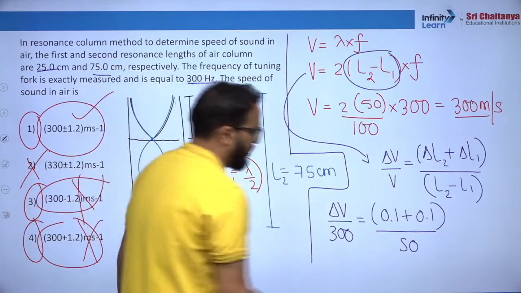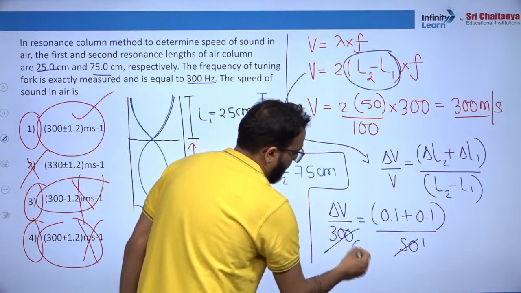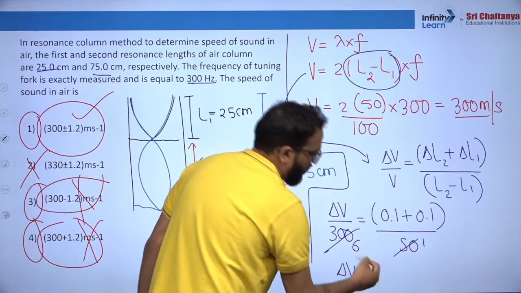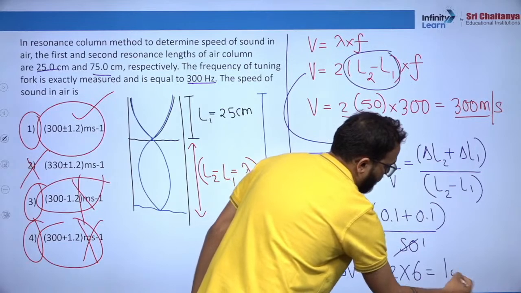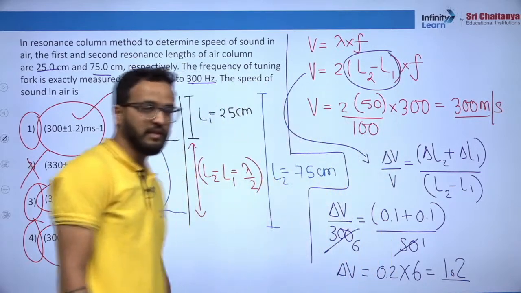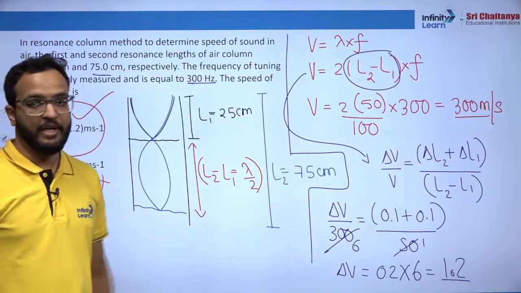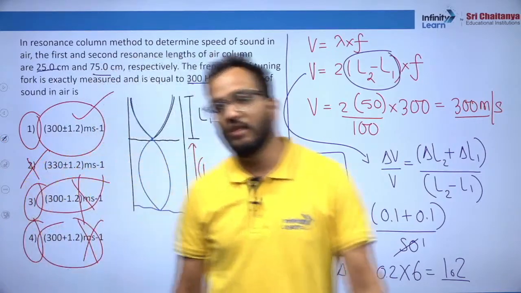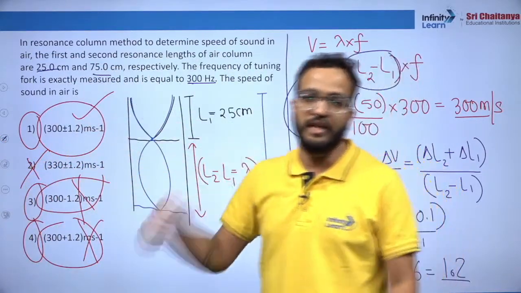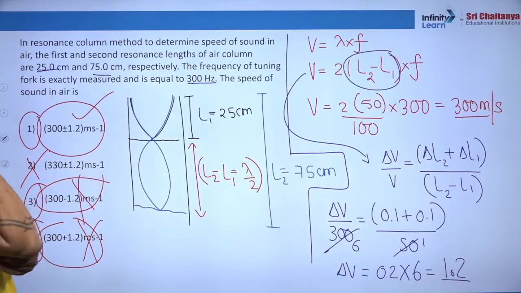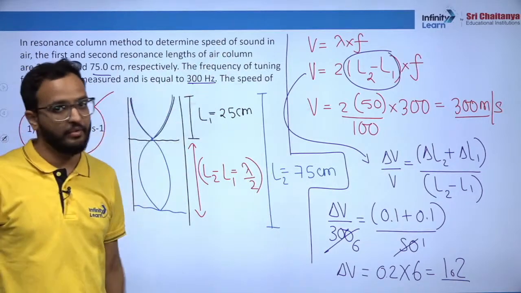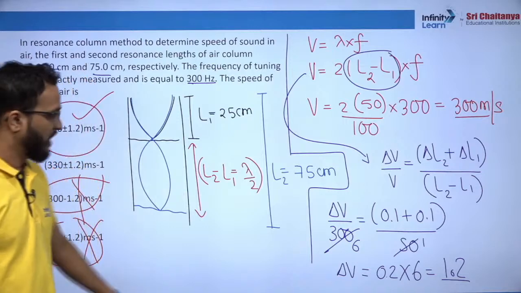So it is how much? 50 ones are 50, so delta V will be 6 into 0.2, which is 1.2. Did you understand? So the error is 1.2. So finally, when you write the answer, it is going to be 300 plus minus 1.2. Is it understood or not? I believe this is a really good question, right? Okay, done.